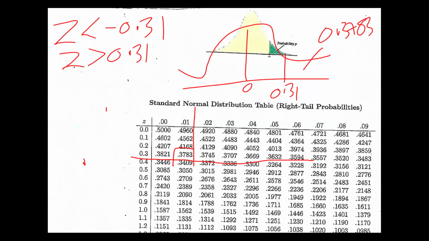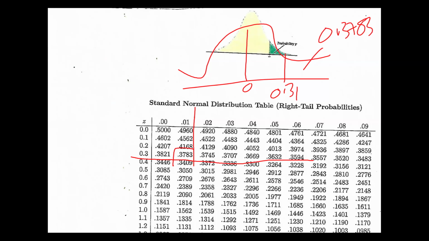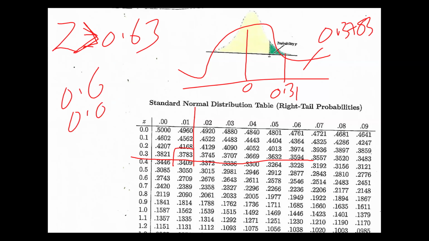Now, what was the second question? Z was greater than what? For 22, that one, 0.63. It was greater than, not equal. They were asking greater than, which means it's 0.6 and 0.3.